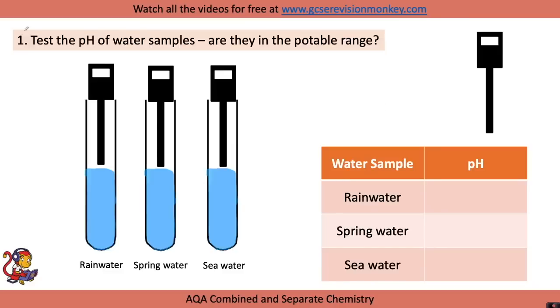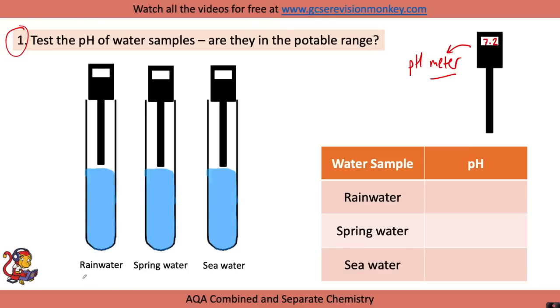So looking at the first step then, testing the pH of water samples, we would use a device called a pH meter, or sometimes you may see it called a pH probe, but pH meter is best. All you do with the pH meter is put it in your sample, and then it will give you a reading of the pH digitally.